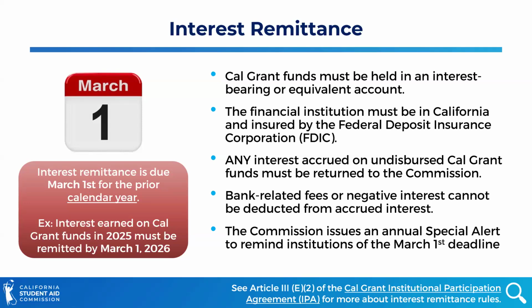And it gets a little confusing because we operate in academic years and fiscal years, and in this case, we're looking at the entire calendar year. So that interest that was accrued from January 1st of 2025 through December 31st of 2025 would have been captured in this interest remittance, which was due on March 1st.